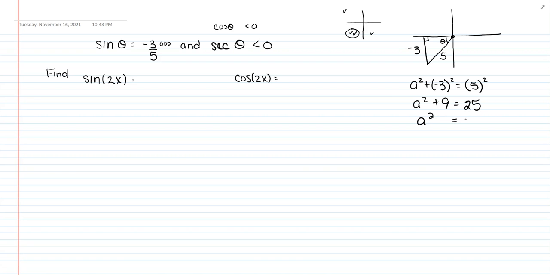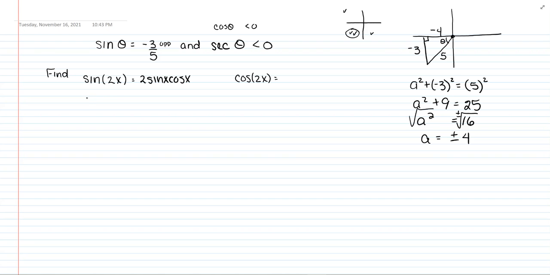A squared equals 16. So when I take the square root, I'm going to have two values, a plus or minus 4. Remember, that's what happens when you take a square root to both sides of an equation. So now when I look at my picture, I'm on the negative x-axis. So that's going to be negative 4, not the positive 4. So when I go to find, for example, sine 2x, that's 2 sine x cosine x.